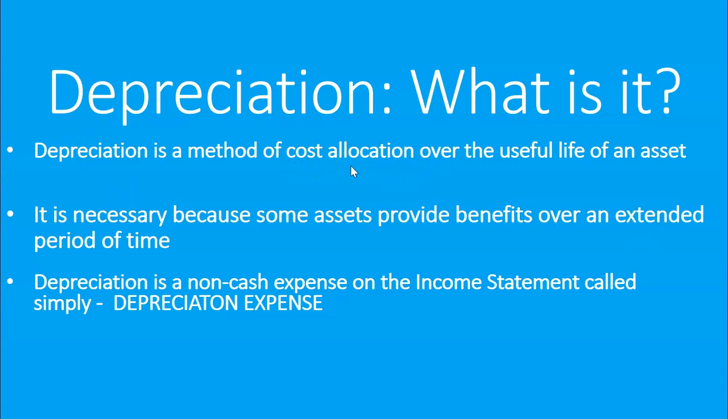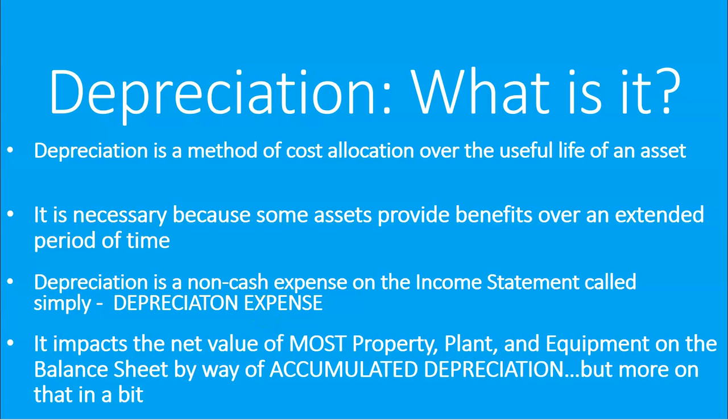We're either buying an asset for cash up front and then allocating that cost over time, or we're potentially buying an asset on credit and paying for it over time. Either way, we're going to allocate that cost over the useful life. So when we see depreciation expense over on the income statement, it is a non-cash expense.